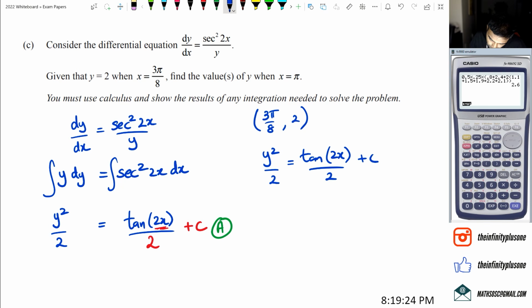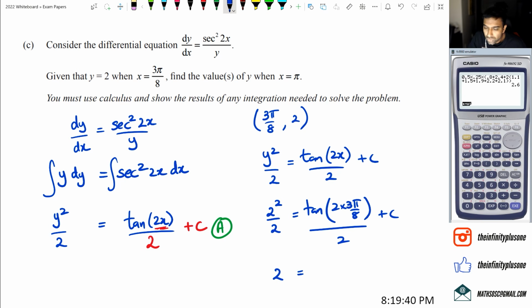Now y is equal to 2, so we've got 2 squared over 2 equals tan 2 times 3 pi over 8, over 2 plus c. Now 2 squared over 2, that's 4 over 2, so we're going to get 2 equals, now tan 2 times 3 pi over 8. I need to do that in the calculator, making sure that your calculator is in radians. So we're going to go shift setup, check that the angle is in radians. Good, that's fine.